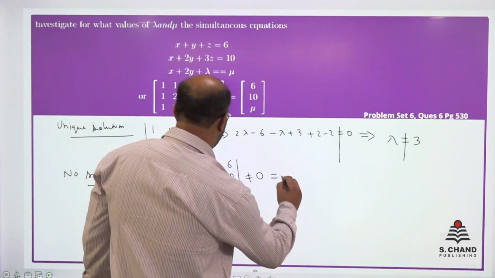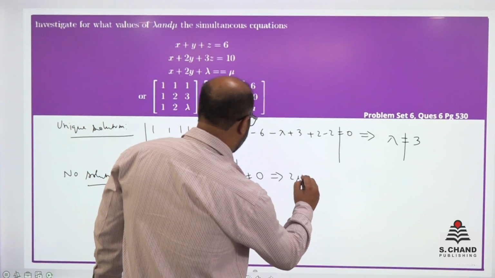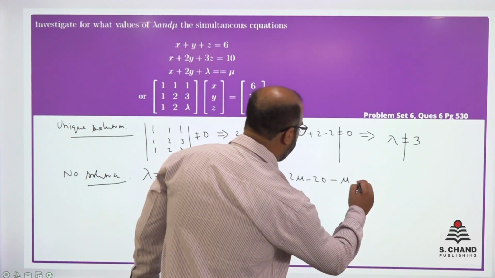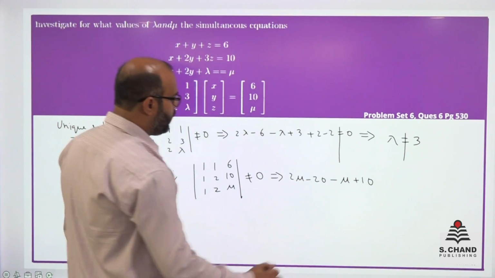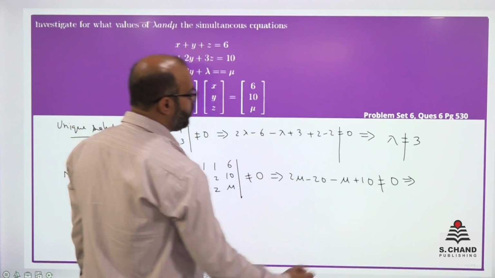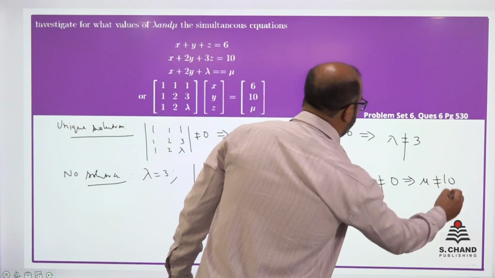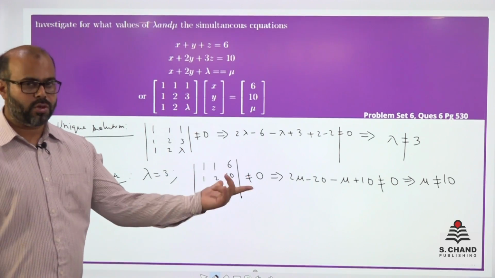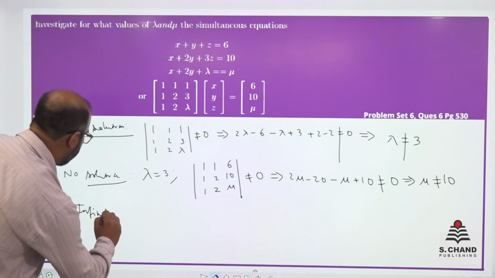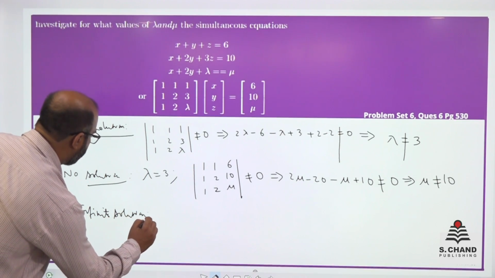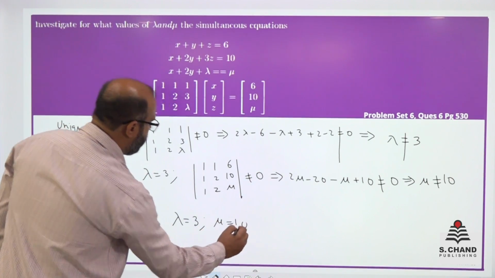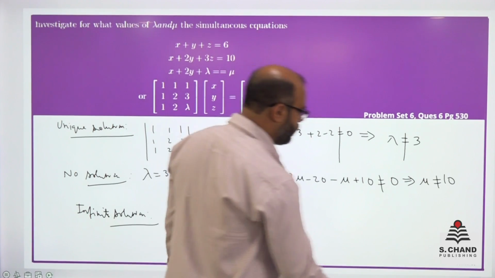So this will give you 1, 2 mu minus 20, then minus 1, mu minus 10, and then 6, 2 minus 2, 0. This is not equal to 0. So 2 mu is not equal to 20, so mu is not equal to 10. So lambda is equal to 3 and mu is not equal to 10. Finally, infinite solution. If you want to find infinite solution, then delta is also 0, which means lambda is equal to 3, and another condition is also 0, that is mu is also 10. This is how we find infinite solution.